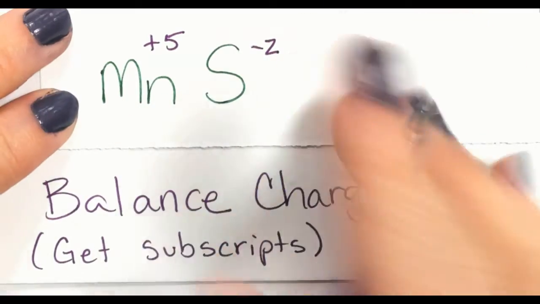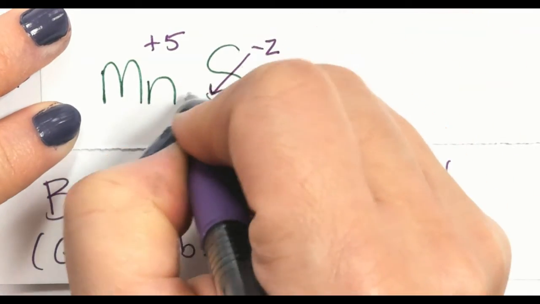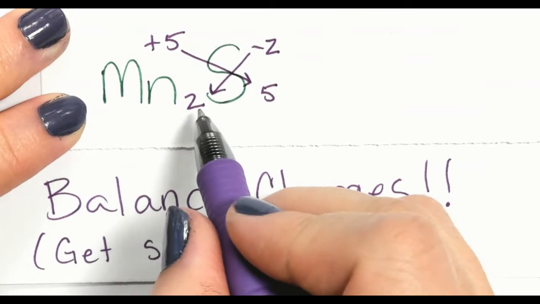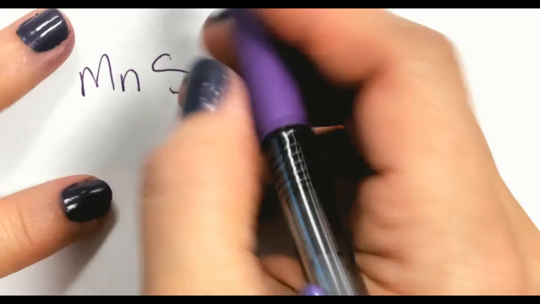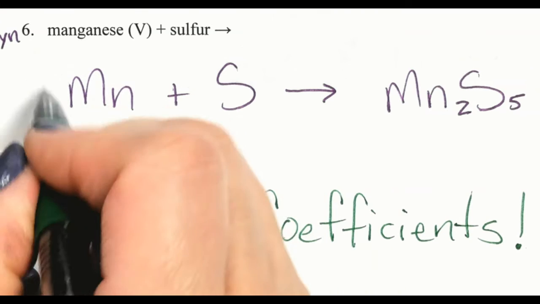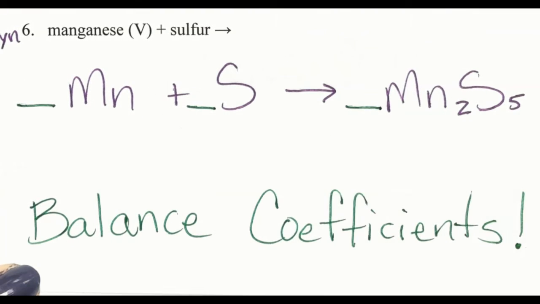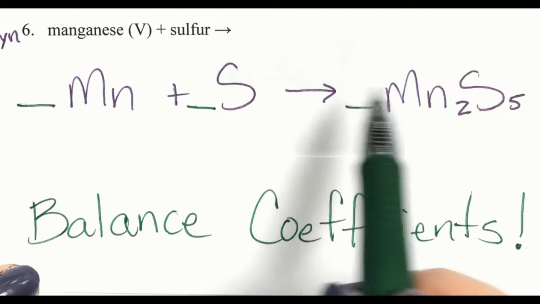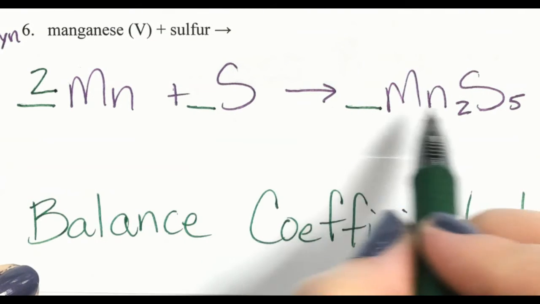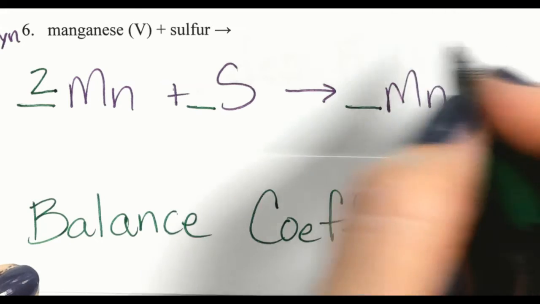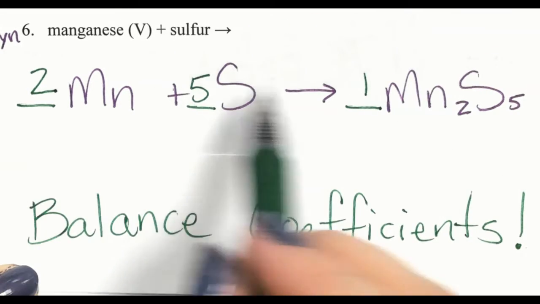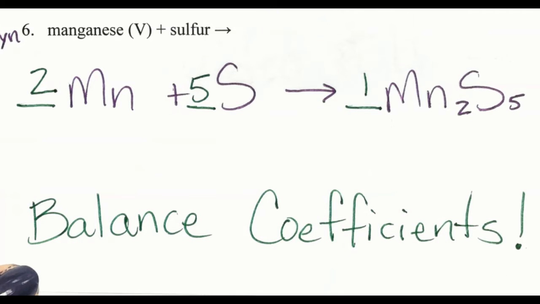We're going to crisscross the charges, and this is going to give us a 2 here and a 5 here. So it's going to be Mn2S5. And now we have to balance the coefficients. So we'll draw our blanks in front, and then we have 1 manganese on the left, 2 on the right, so that's going to put a 2 here. We have 1 sulfur on the left, 5 on the right, so that's going to put a 5 here, and now everything is balanced with a 2, 5, and 1 set of coefficients.